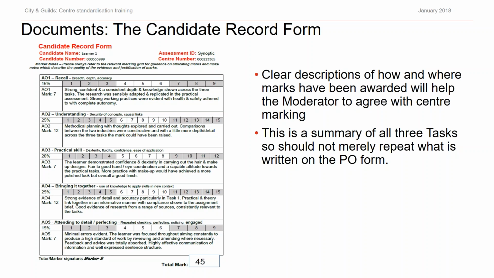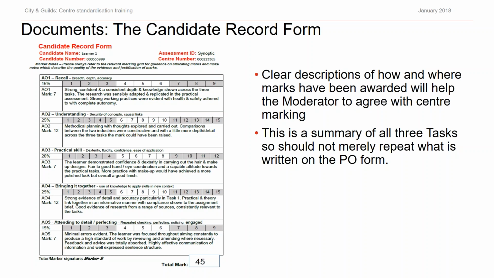But basically, this form is a summary document which specifies marks and justifications of the full set of tasks. It's a summary of all 3 tasks in this case, so should not merely repeat what is written on the practical observation form. Last year we did see that some centres just took the practical observation form and put the same wording in all of these assessment objectives, but that made us think that perhaps you weren't considering the other tasks like the planning document or the evaluation document. So it's important that this is a holistic viewpoint of the full set of tasks.